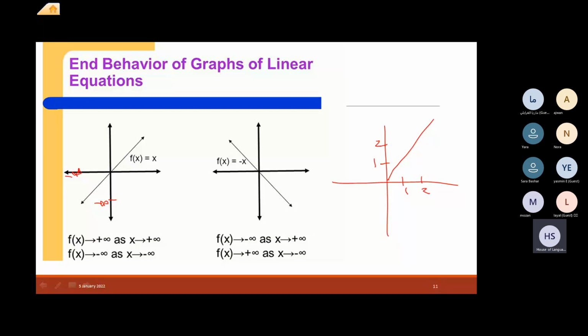Okay. The slope, look here. You go upward, from left to right. So the slope is what? Positive. Yes.